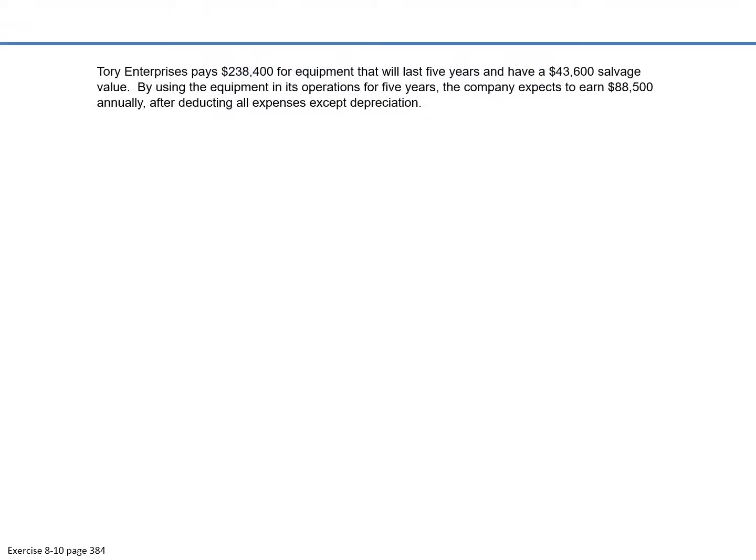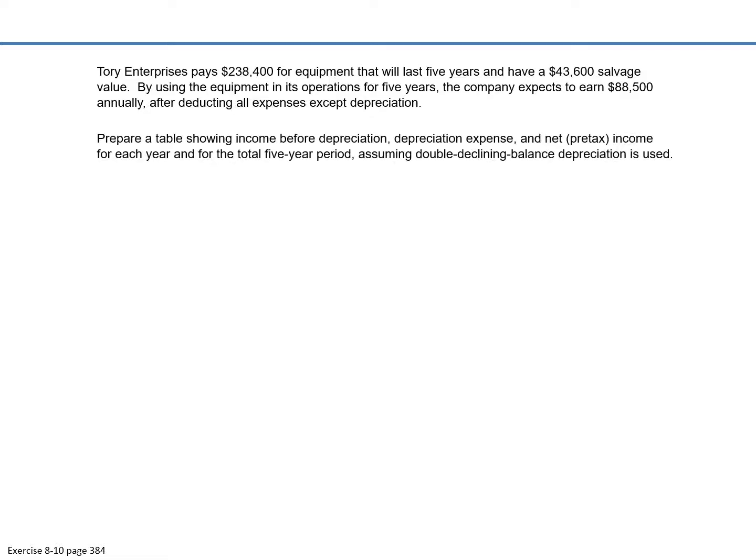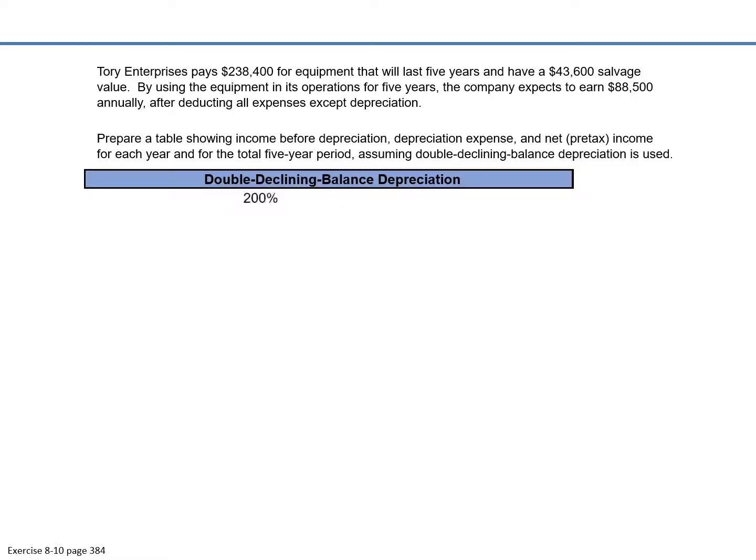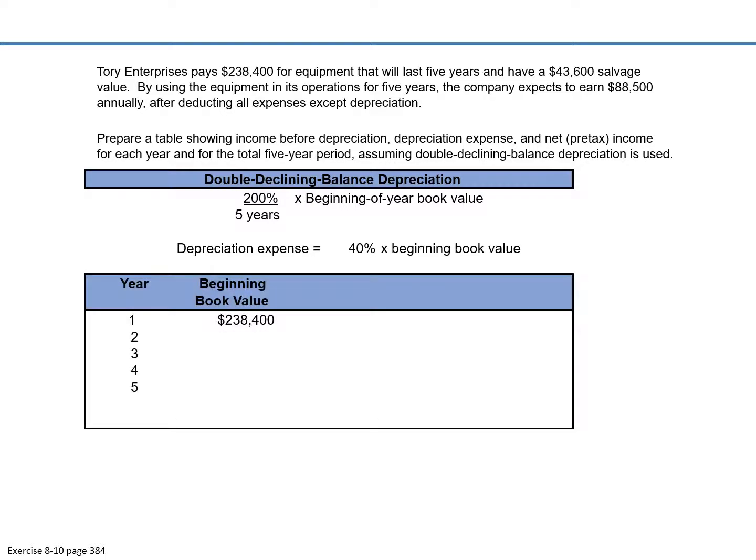All right, exercise 8-10. Tory Enterprises pays $238,400 for equipment that will last 5 years. Salvage value of $43,600. Expects to earn $88,500 annually. Now they want us to prepare the table, but this time using the double declining balance method. Double declining balance, 200% divided by 5 years times your beginning of year book value. So your depreciation expense is 40% times your beginning of year book value.